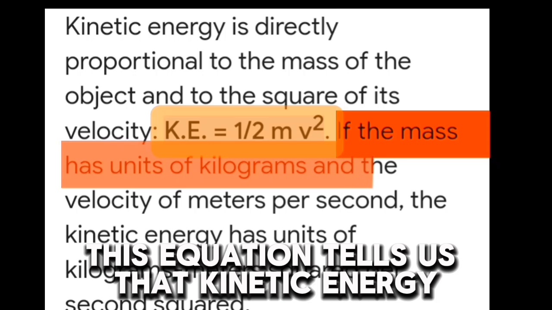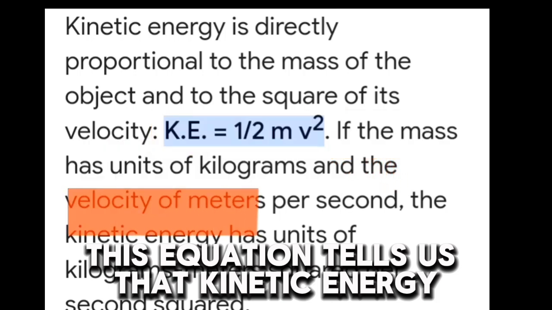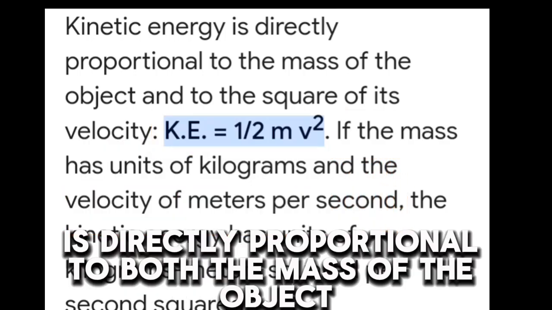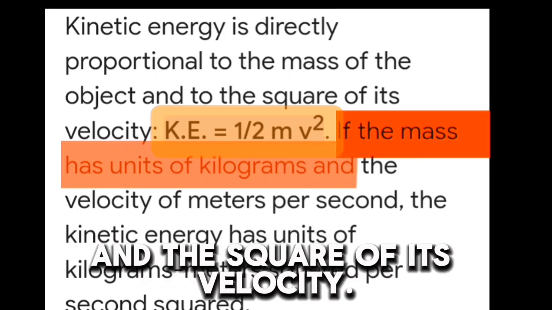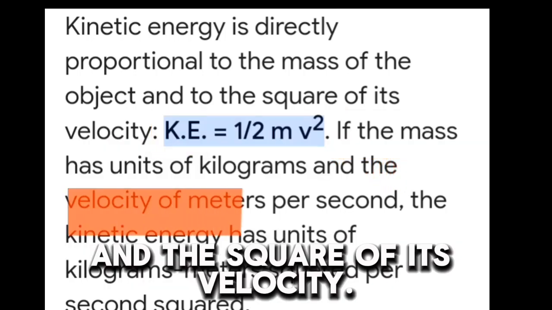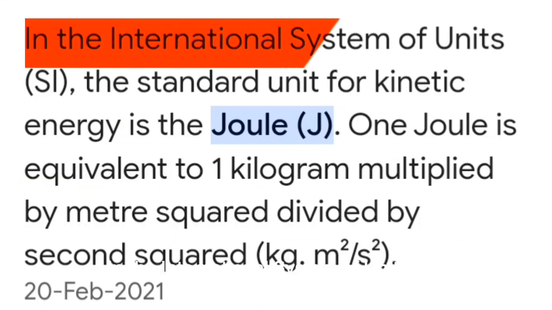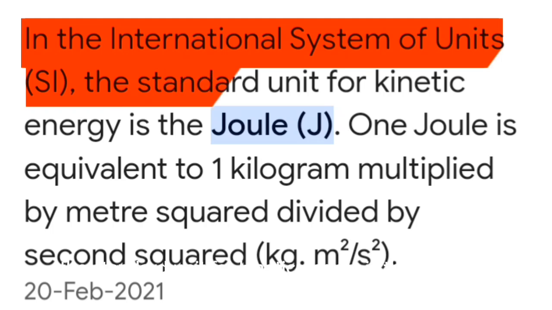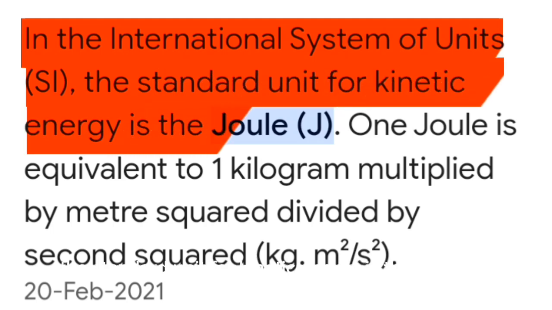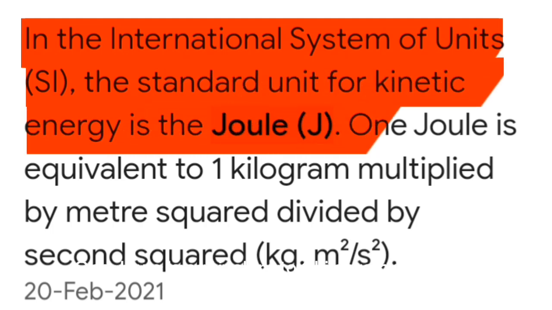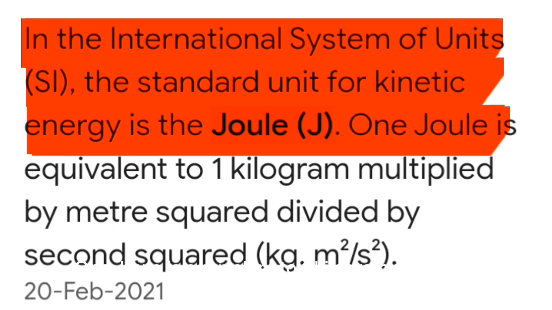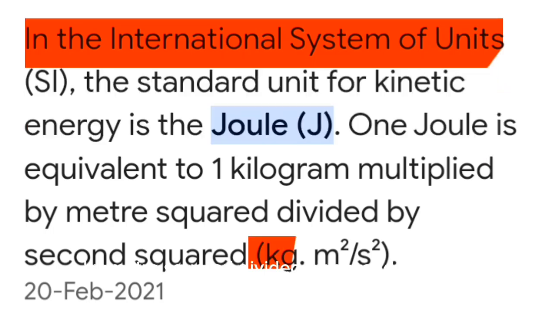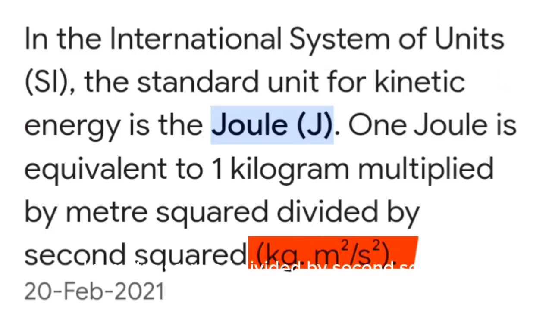This equation tells us that kinetic energy is directly proportional to both the mass of the object and the square of its velocity. In the International System of Units, SI, the standard unit for kinetic energy is the joule, J. 1 joule is equivalent to 1 kilogram multiplied by meter squared divided by second squared.